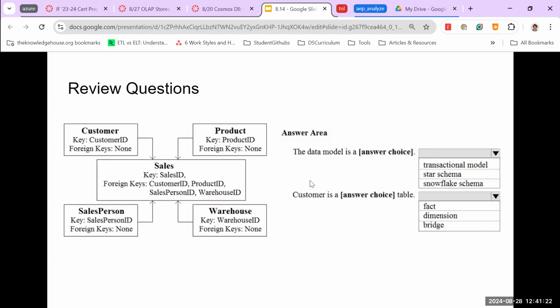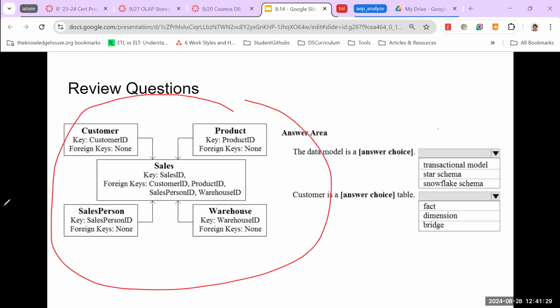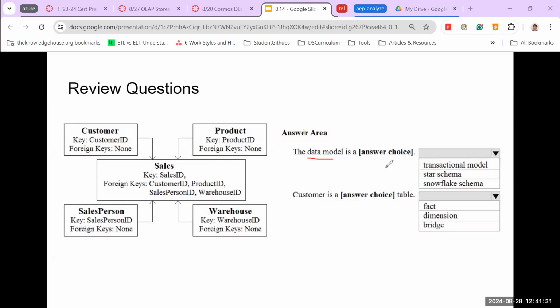All right, and here's a little bit of a review question. This is an actual Azure question. Take a look at this thing right here. What kind of data model is this? Is it a transactional model, a star schema, or a snowflake schema? Take a second. All right, it is a star schema. Keep this in mind: if you see a fact with simple dimensions that don't get broken down any further, you're looking at a star schema.